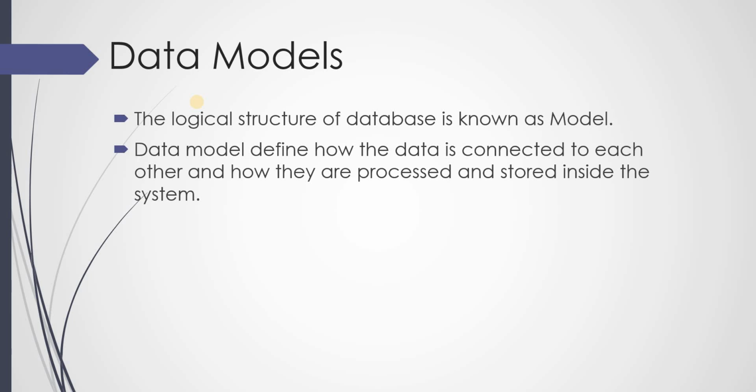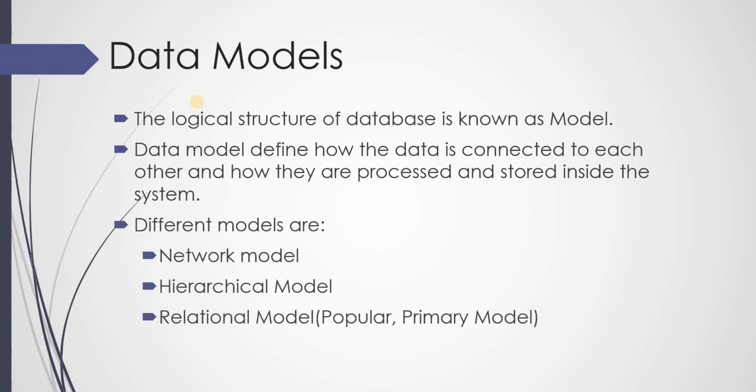In a database, there are various different tables. These tables are connected to each other, and this is what decides the data model. There are three different data models. The first one is network model, second one is hierarchical model, and the third one is the relational model. The relational model is the most popular model. It is the primary model which is used in database management systems.